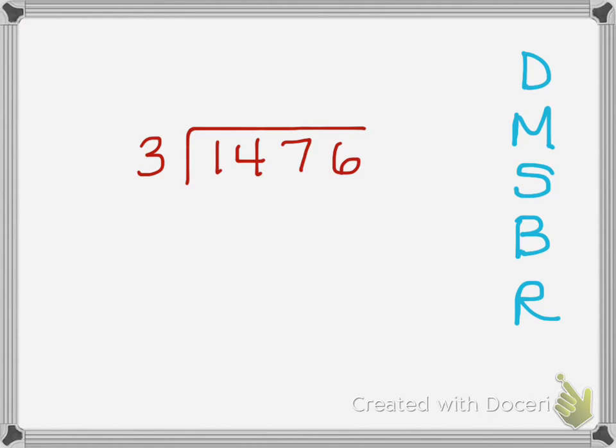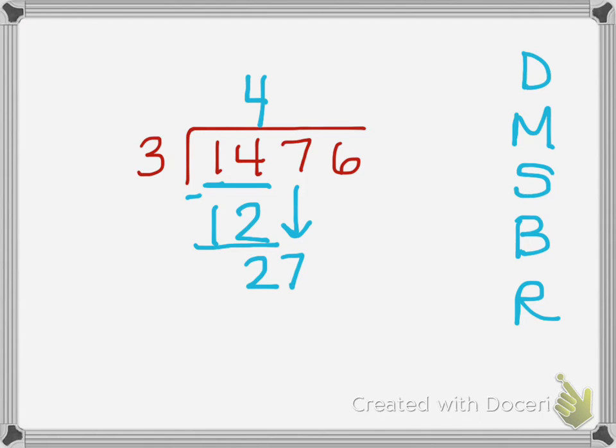The only difference with this one is that when you look at how many times 3 will go into 1, you realize that 3 cannot go into 1. So you must slide over and look at these first 2 digits. How many times can 3 go into 14? 3 goes into 14 4 times. Notice how I wrote the 4 over the top of the 14, not the 1. Now I'm going to multiply 4 times 3, which is 12. Subtract.